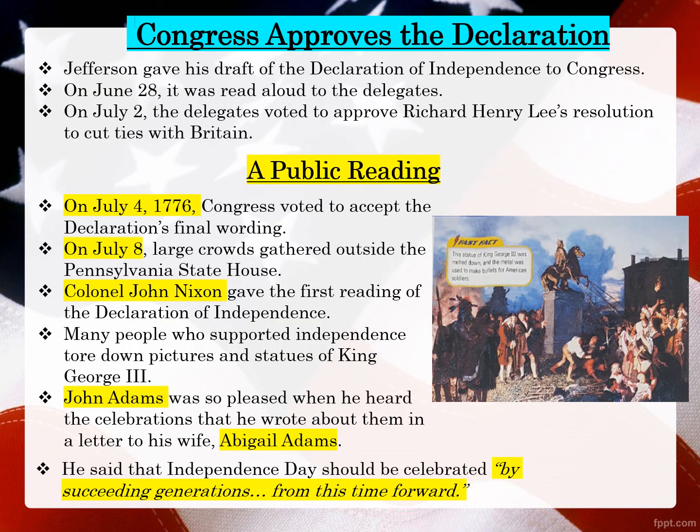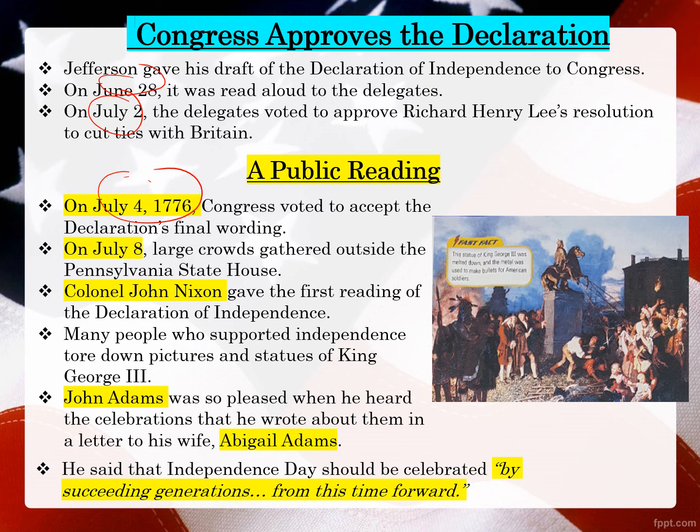Congress approves the Declaration. When Thomas Jefferson finished writing, he gave his draft of the Declaration of Independence to Congress. On June 28, it was read aloud to the delegates, and on July 2, the delegates voted to approve Richard Henry Lee's resolution to cut ties with Britain. All right, the colonists now thought of themselves as independent states, and they felt they were free to make their own laws. On July 4, 1776, Congress voted to accept the Declaration's final wording.